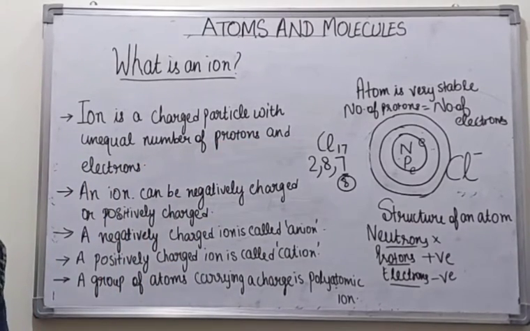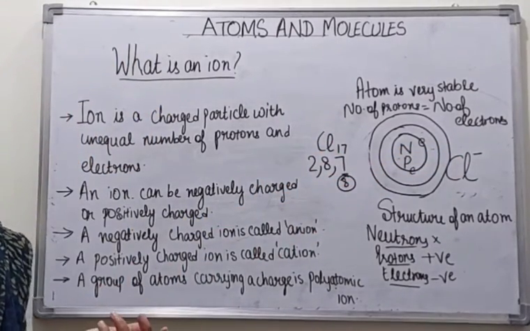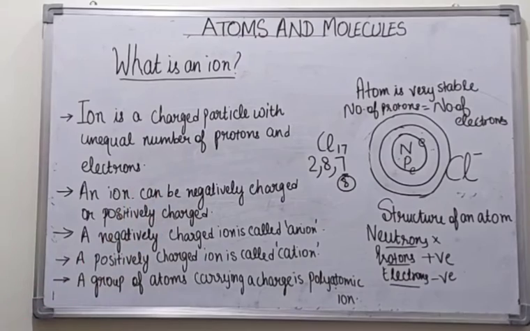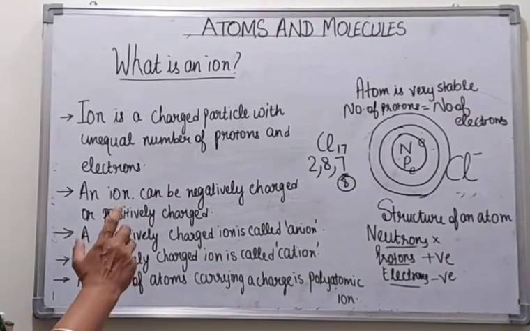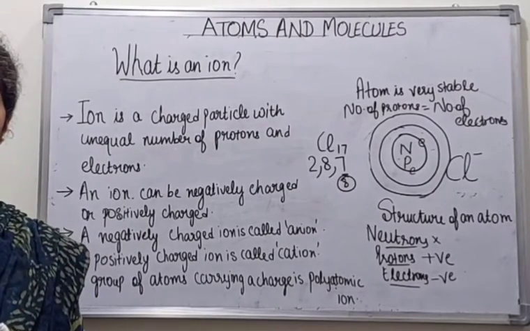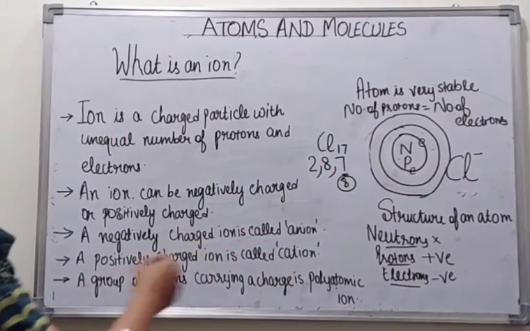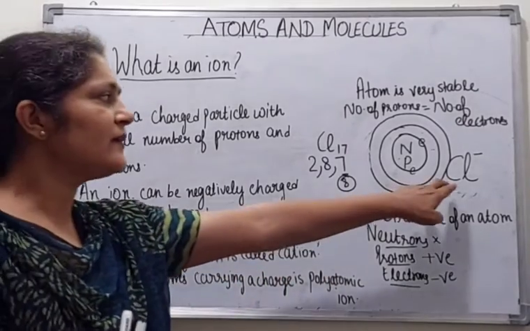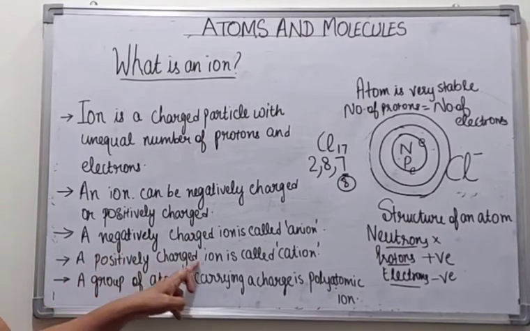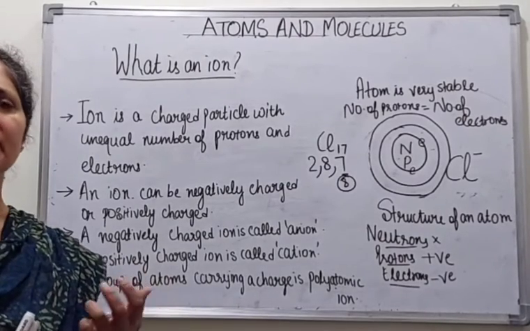Now students, you will ask, ma'am, why have you put a negative charge here and a positive charge on sodium? So students, an ion can be negatively charged or positively charged. When an atom has gained one electron, there will be a negative charge, and this is known as an anion. When there is a positive charge, it is known as a cation, which is formed by the loss of an electron.